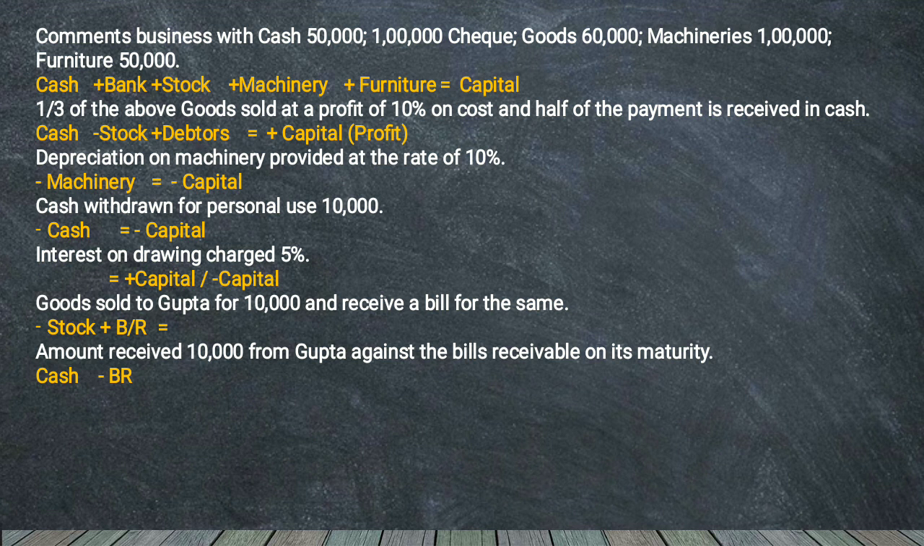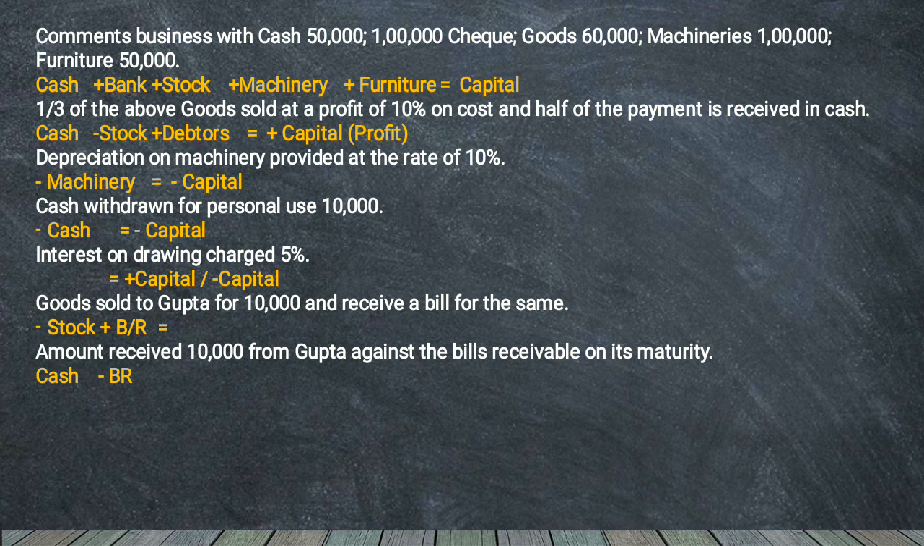And goods sold to Gupta for 10,000 and received a bill, so it will decrease our stock by the same figure and it will increase our bills receivable. They have not mentioned the cost or at what rate of profit they have sold, so we have considered the selling price and cost price to be the same, so in this transaction we don't have any profit or loss. And in the last transaction, we have received the amount of bills receivable, so cash will increase and bills receivable will decrease, and both are part of the asset side.